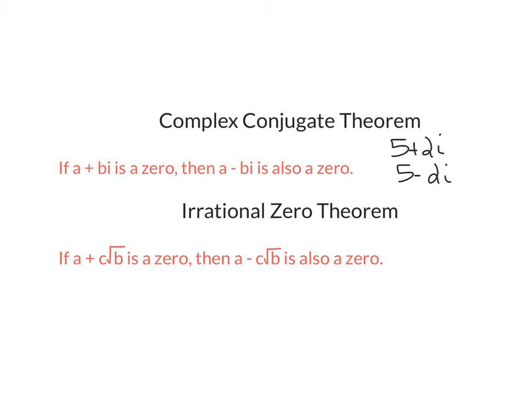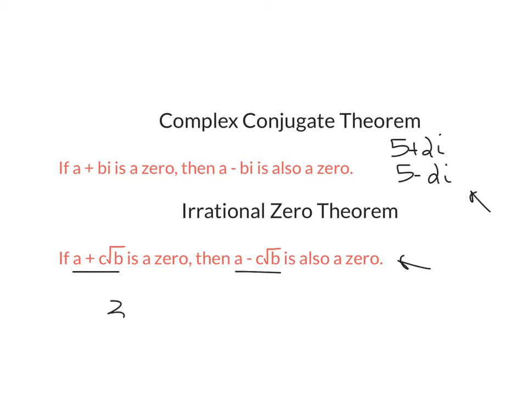Same thing for the second theorem. It's the irrational zero theorem. If a plus c times the square root of b is a 0, then a minus c times the square root of b is 0. Think about the quadratic formula. x equals negative b plus or minus the square root. We always have plus or minus signs in front of our square root. That's why that's true up there, and this is why this is true down here.